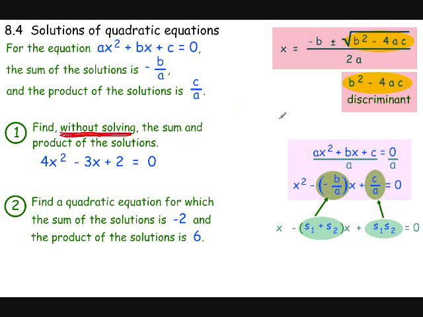The sum, what is the sum equal to? What do we say? The sum of solutions is negative whatever your b is over whatever your a is. So what's our b in this case? It's actually a negative 3, and our a is 4. Without solving, we can say the sum of solutions is 3/4. So that's the sum.